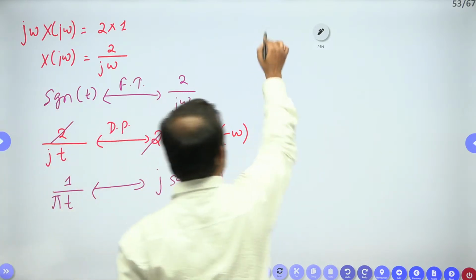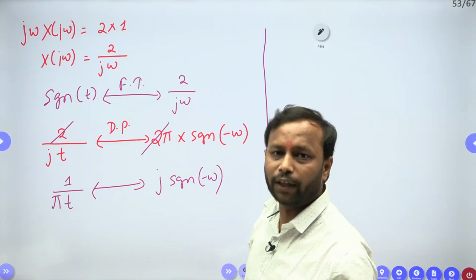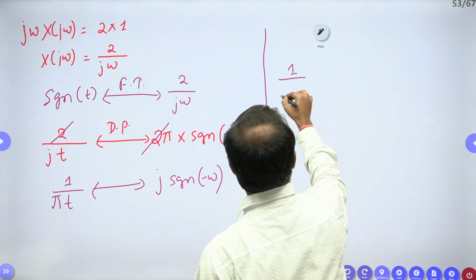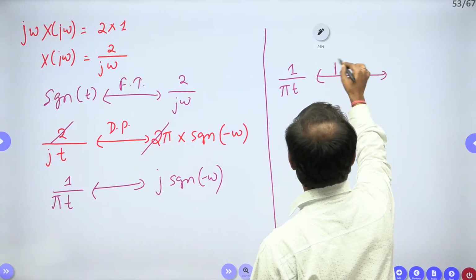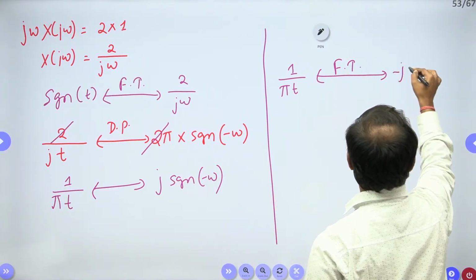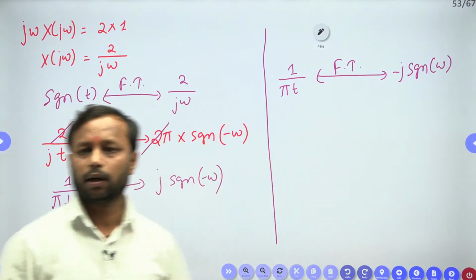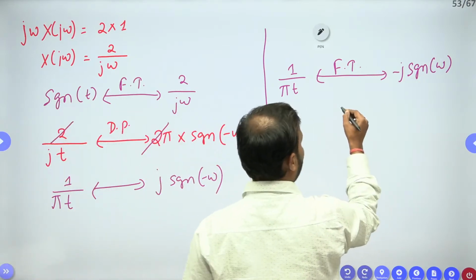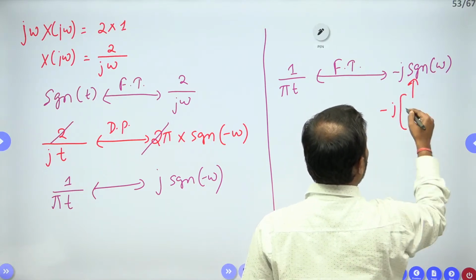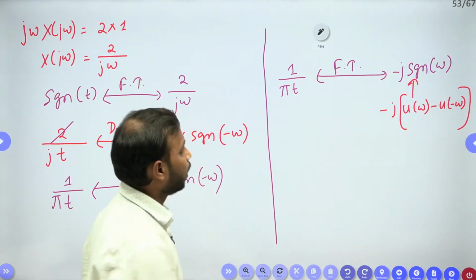And one more thing you should know, I am not going into much detail: signum of minus omega is what? An odd function, so x of minus t is minus x of t. So the Fourier transform of 1 upon pi t will be, signum of minus omega is minus signum of omega, so this will be minus j signum of omega. Done, clear? Now look here. This is minus j signum of omega, which means u of omega minus u of minus omega, just like signum of t.